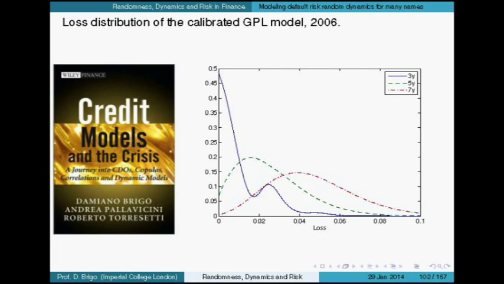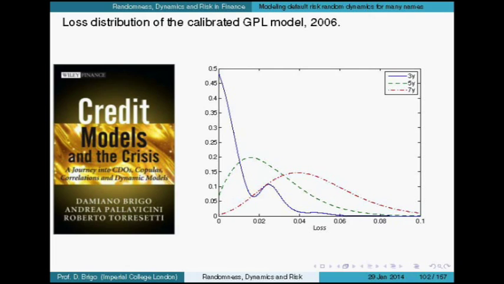It's telling you that after 3 years, your loss distribution is this. For example, this hump gives you the probability of losing around 3%, slightly more than 2% here, of your portfolio. As you move in time, the blue one is the loss in 3 years, the green dotted curve is in 5 years, and the red dotted curve is in 7 years. As you see, the loss spreads to the right because it can only increase in time due to more and more defaults in your portfolio.